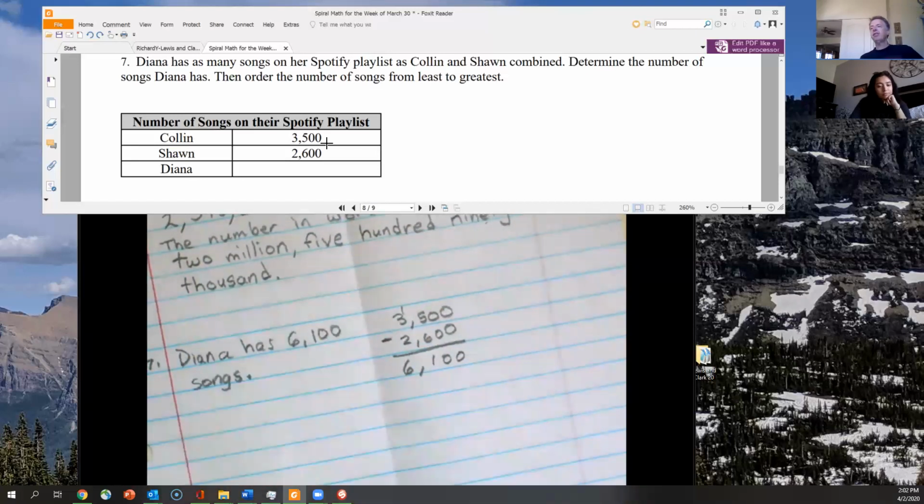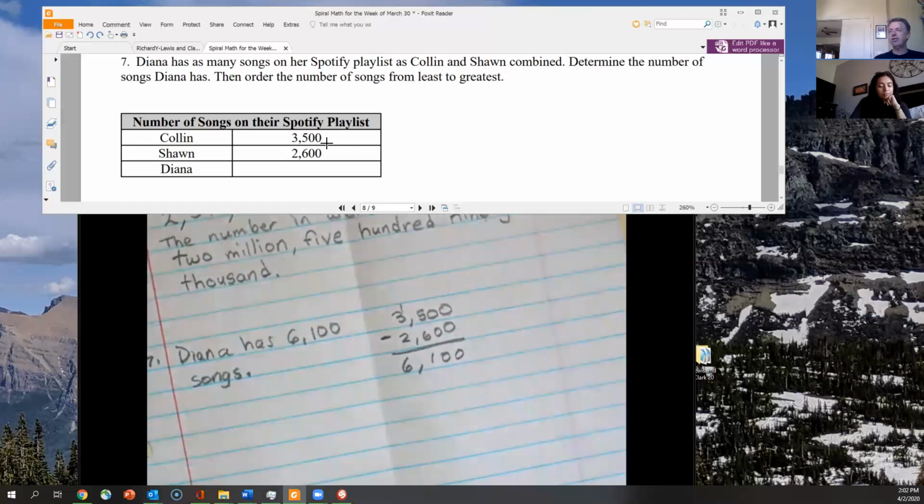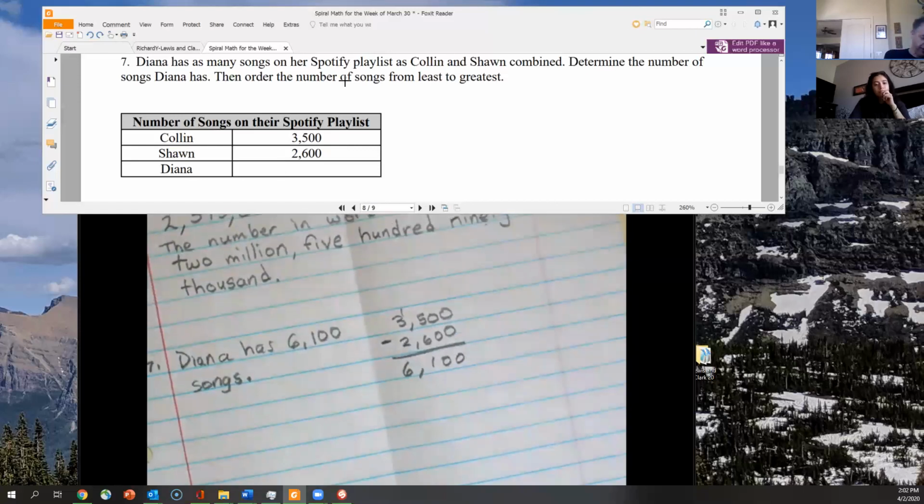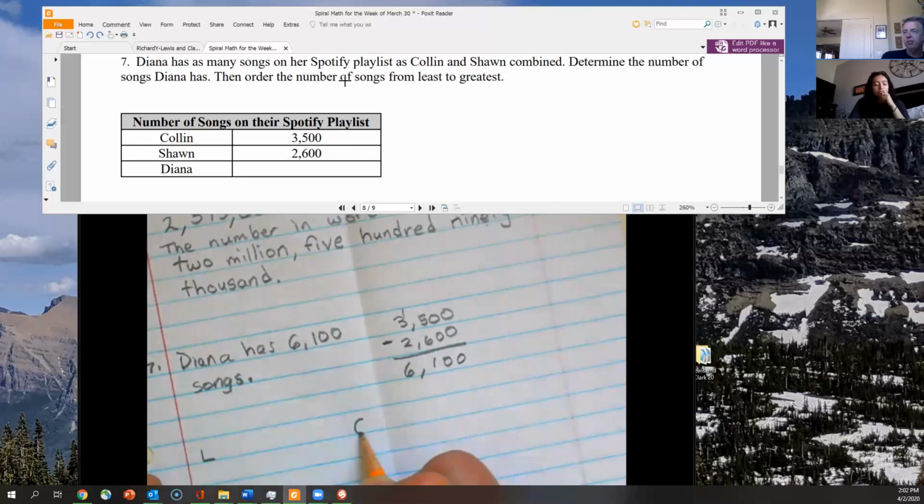And then you can write out the least and greatest because it says, then order the number of songs from least to greatest. So you can just do it like this by putting least here, greatest on the right. And we'll go ahead and start.